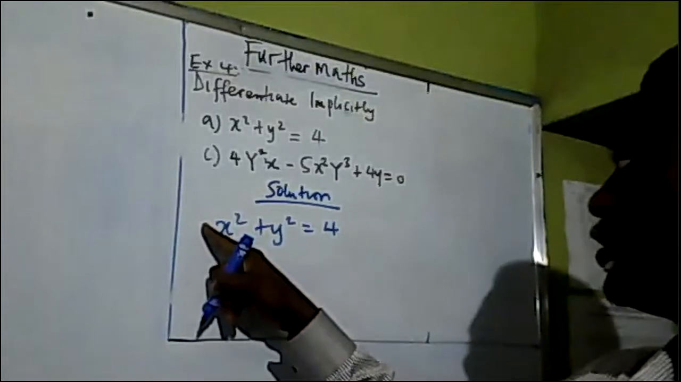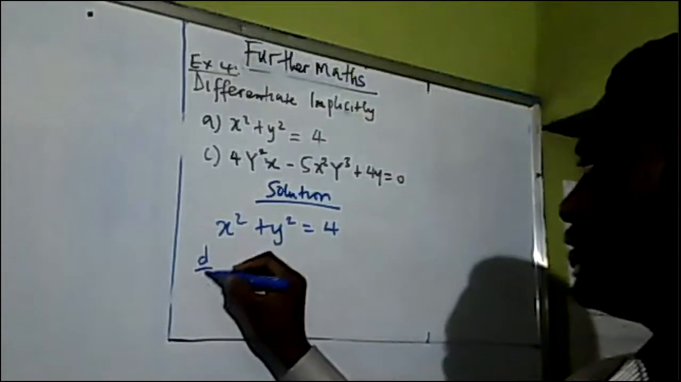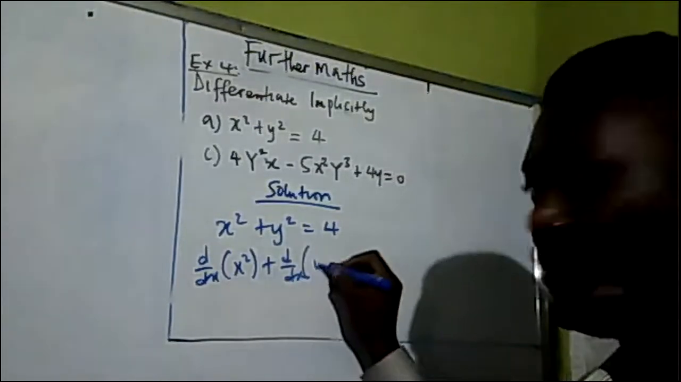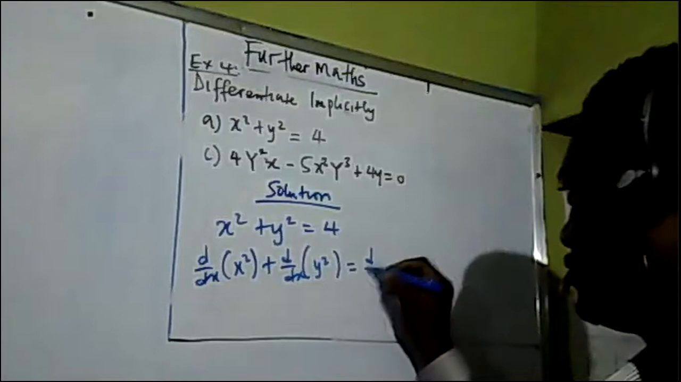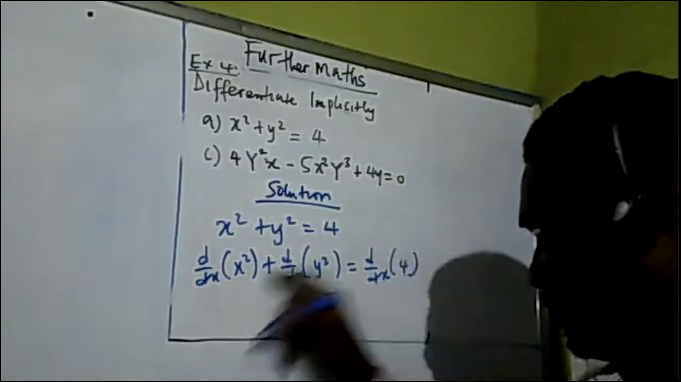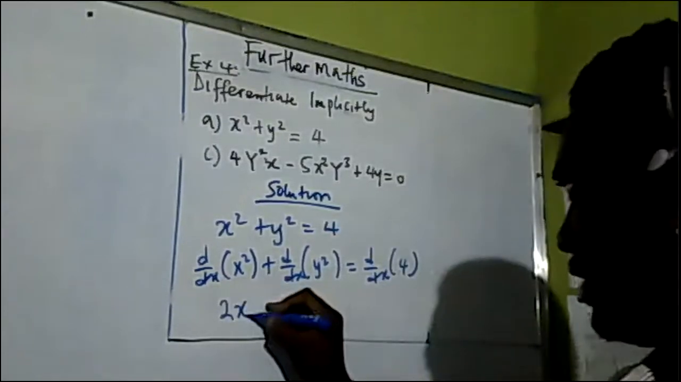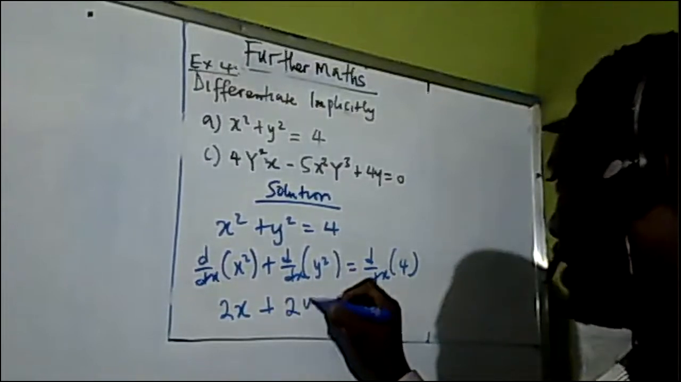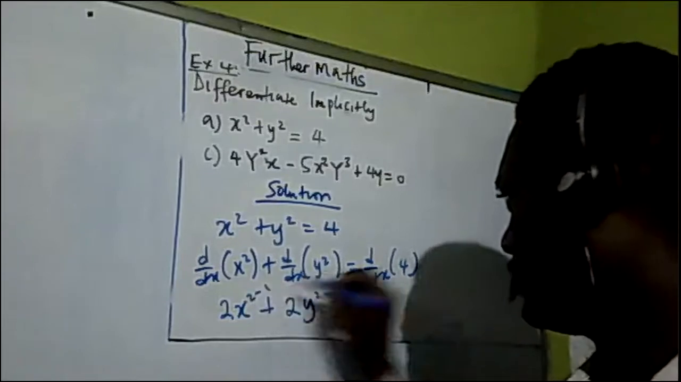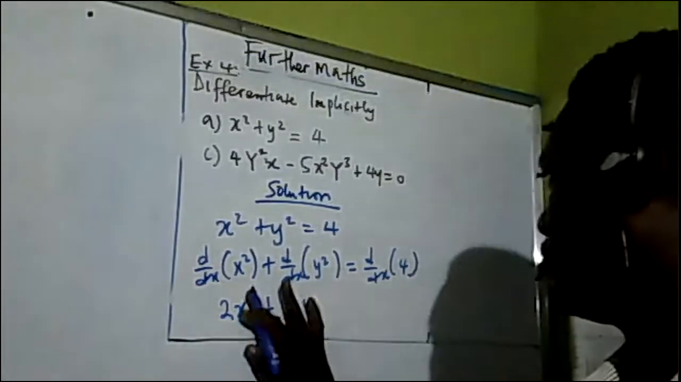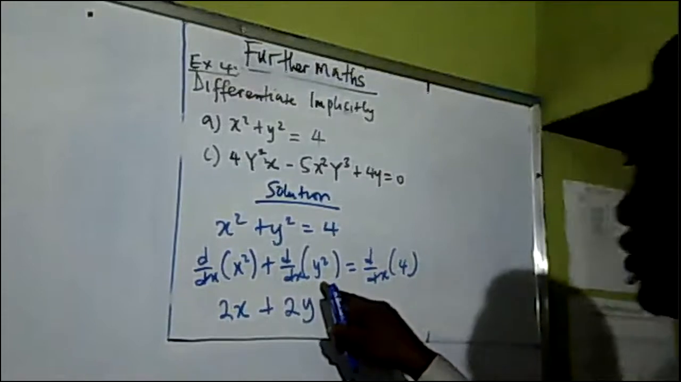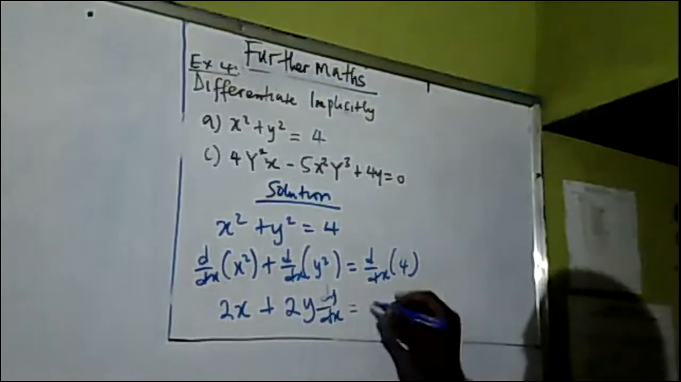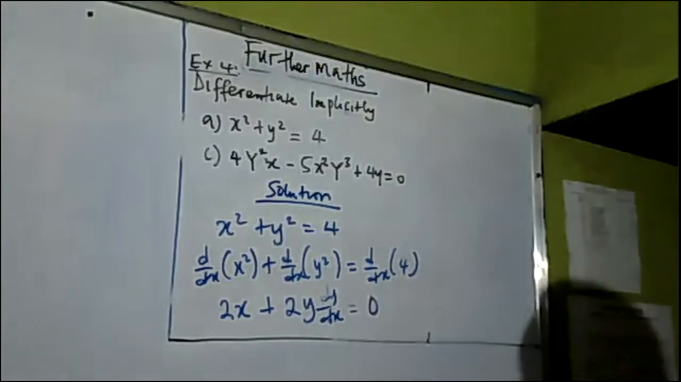So we said differentiating this individually, that's d over dx of x squared plus d over dx of y squared is equal to d over dx of 4. Differentiating this will give us 2x plus, if you differentiate this, 2y, that's 2 minus 1, 2y. Now if you differentiate y, you write dy over dx because you are differentiating y, equal to differentiating a constant, which gives us 0.